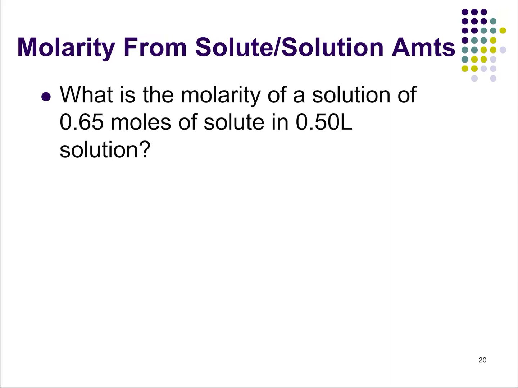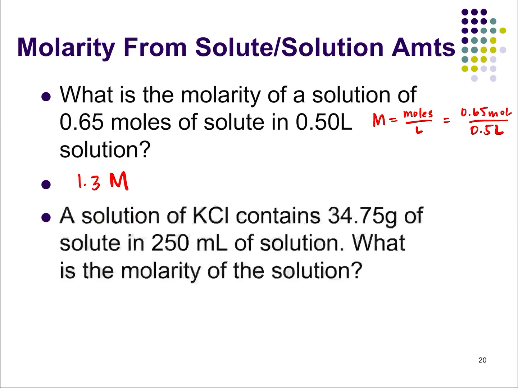So what is the molarity of a solution of 0.65 moles of solute in 0.5 liters of solution? Molarity is moles per liters of solution. So we have 0.65 moles over 0.5 liters. I don't have to do any conversion there. And my answer, if I do my calculation, is 1.3 molar. That's how we denote it with that big M.